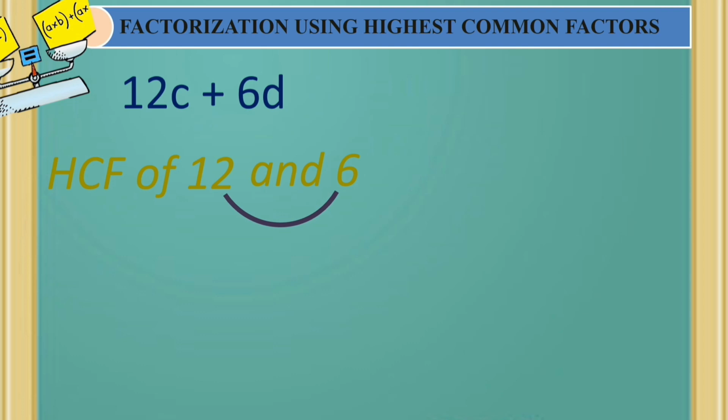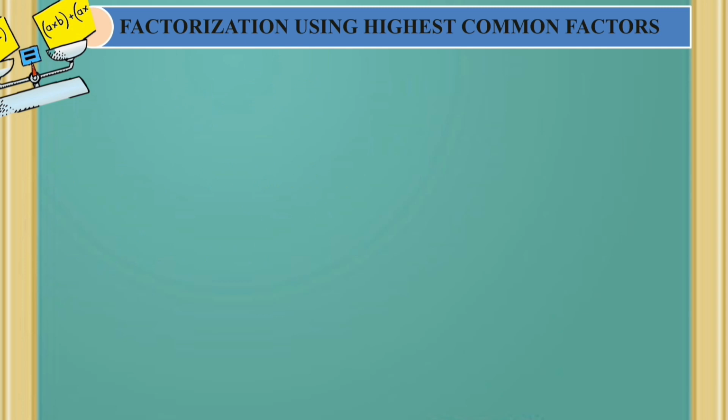So, to factorize 12c plus 6d, we'll write 6 outside the bracket. Next, we use 6 to divide 12c and 6d. 6 into 12 is 2, so 6 into 12c is 2c. 6 into 6d is 1d. 1d is the same thing as d. So we have plus d. This is the required answer. Simple, right? Let's take a look at another example.